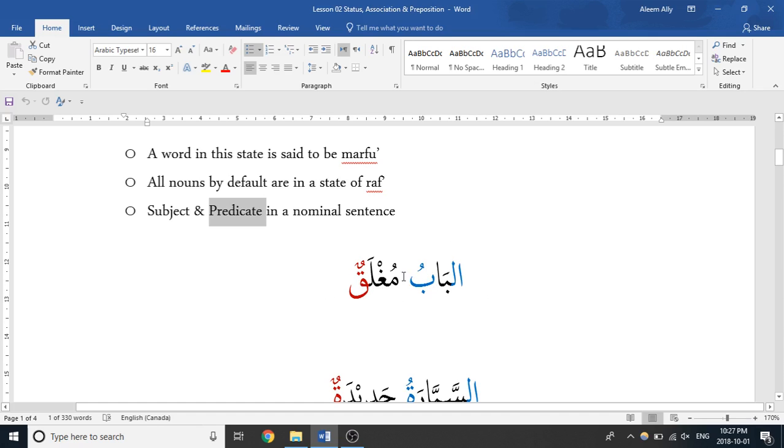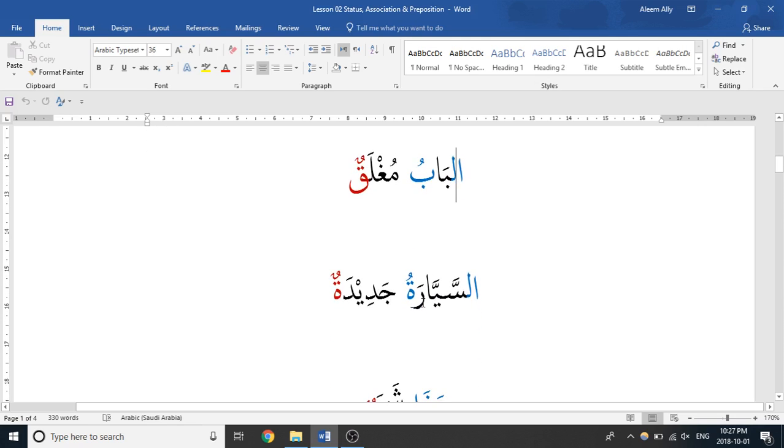And both of these things are in a state of rafa because of the oo, right? That dhamma on the end that makes that oo sound. We can tell that's in a state of rafa. And this is just a side note, we'll study sentences later, but generally in Arabic, the subject is definite. So as we can see, it has an alif lam, and it has no tanween, making it definite. And the predicate, the news about it, is indefinite. So we can see just by those signs that we're dealing with a nominal sentence that's complete, right? It's a sentence that's complete. So al-babu mughlaqun, the door is closed.